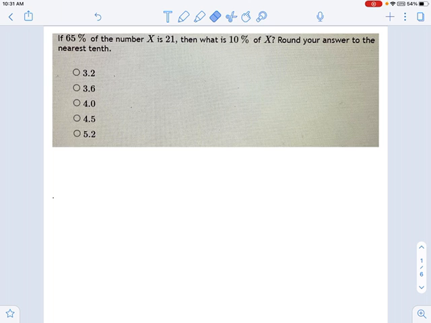So let's walk through how we set up a math sentence. 65% of the number x is 21. Okay, that's the first thing I want to look at. What that means is 0.65 times the number x equals 21. So we can solve this the way we would balance any sort of equation. We divide each side by 0.65.